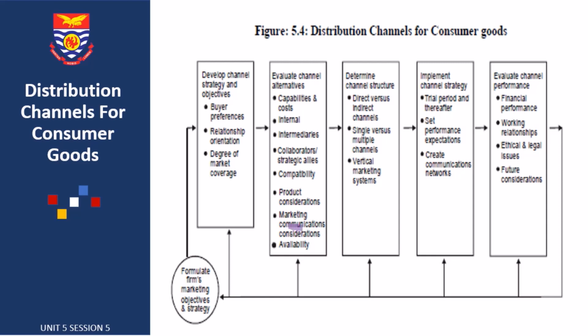After that, they determine the channel structure, whether they should go in for the direct or indirect channel of distribution, whether they should go in for single or multiple, or any of the vertical marketing systems. Then the channel strategy is implemented. They go through a prototype or a trial period, set performance expectations, and create communication networks. Then they evaluate the channel performance, where they look at the finances, the working relationships, ethical or legal issues, then the future considerations.